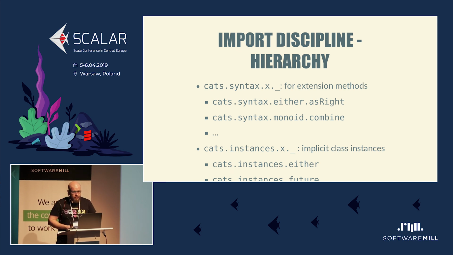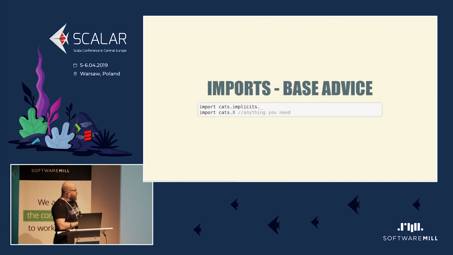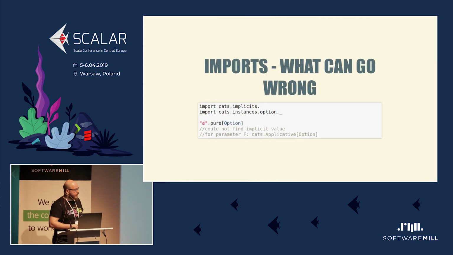So you can try to import those specific package objects, but my recommendation is, until you get experience with this stuff, and everybody in your team gets experience with this stuff, just use cats.implicits._ and import cats._, whatever you need, like from the core package or the data package. Because if you don't, and if you're not careful, and if you try to optimize too much, something like this can happen.